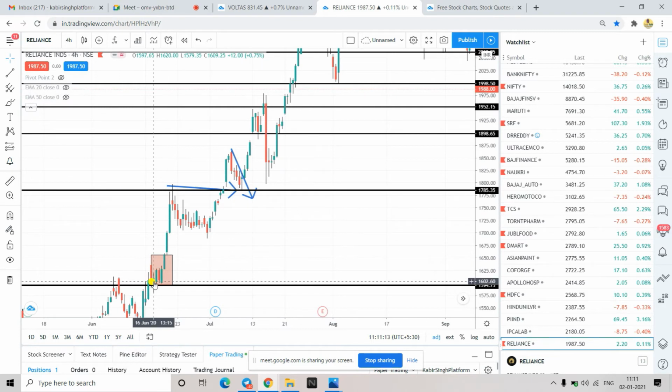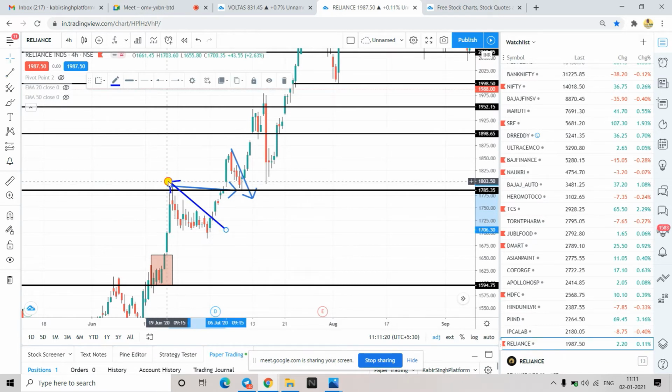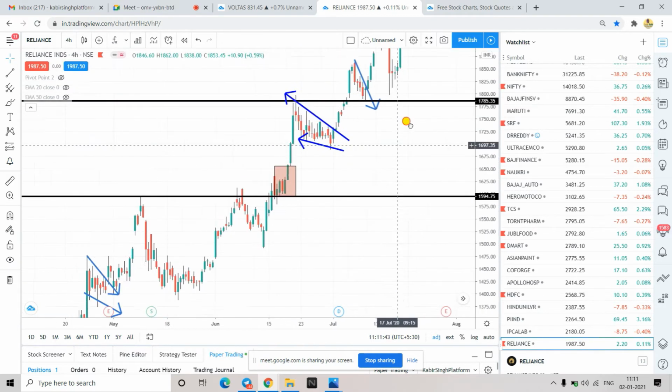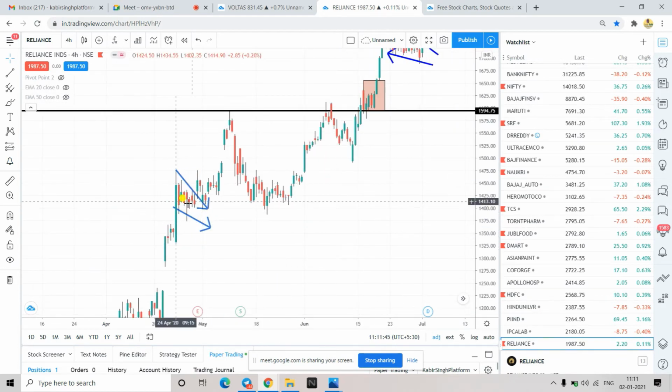Like in this case, price was moving up, right? If I want, I can draw like this. Price is moving down, and like this also I can draw. So once the breakout happens, you can anticipate the price will move further up. Here also the same kind of pattern.